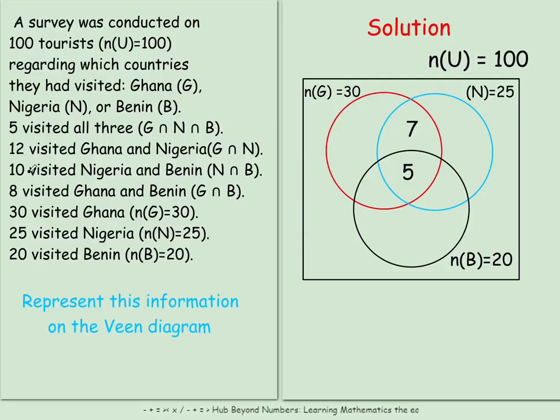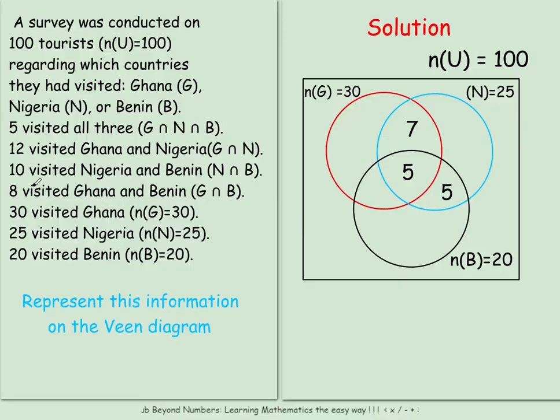If we continue, we have been told that 10 visited Nigeria and Benin. All this blue is Nigeria, and all this black is Benin. The intersection is these 2 portions we have here. But we already have 5 here. So the remaining is going to be 5. So that 5 plus 5 gives us 10. And this portion here all together is the Nigeria and Benin. We are taking this idea from the 2-set problem, and that is what we are applying here.